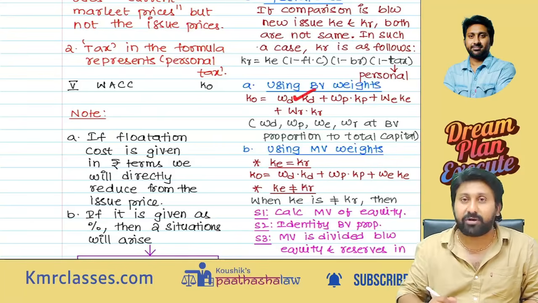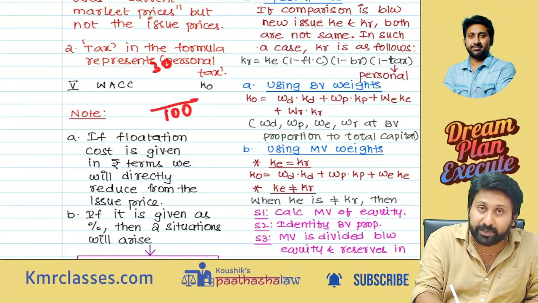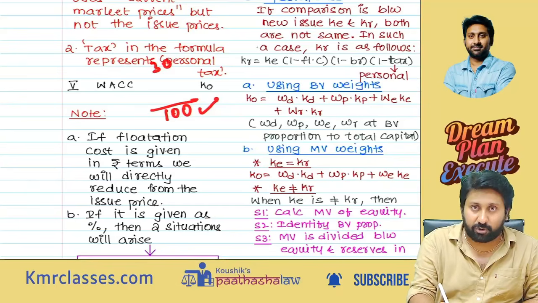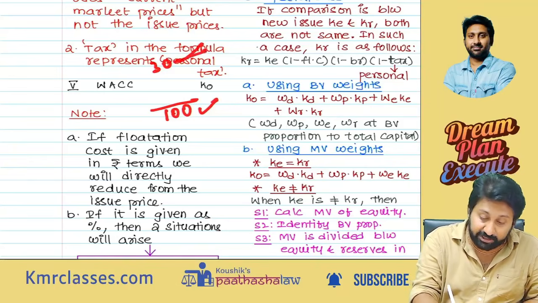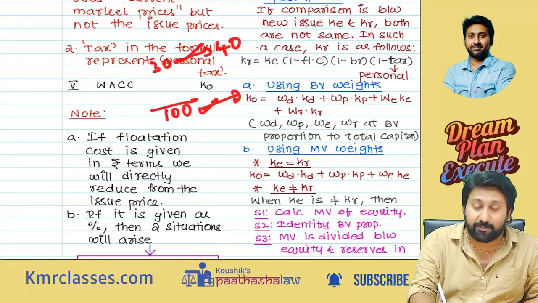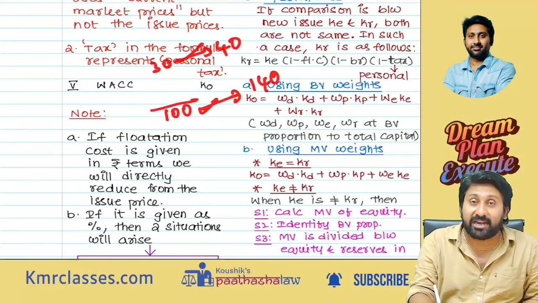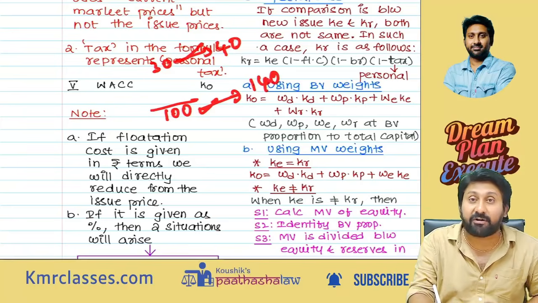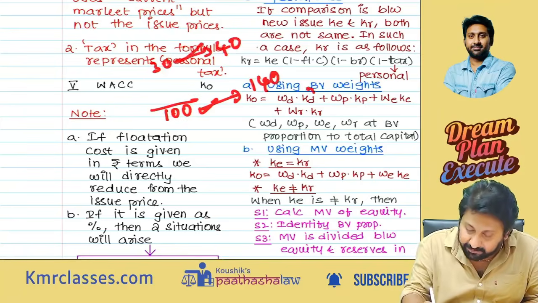See, WD, what I said: totally 100 rupees capital is there, and in that debt is 30 rupees. What is this 100? Book value of total capital. What is this 30? Book value of debenture. But this 30 rupee debenture has a 40 rupee market price, and this 100 total capital has 140 rupees total value. Then you should not calculate debt weight as 30 by 100, which becomes the book value weight. You should calculate 40 by 140. That will become the market value weight of the debt. Then you multiply it with KD.